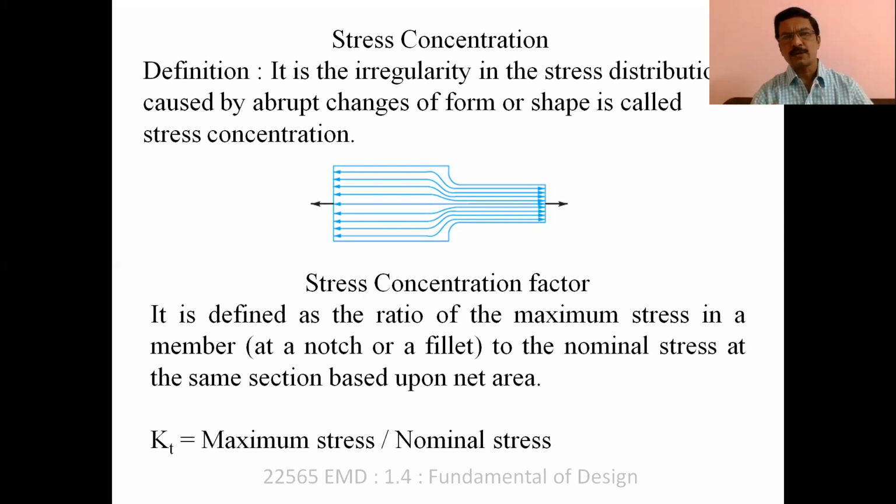So the stress concentration factor is defined as the ratio of the maximum stress in the member at the notch or fillet, so wherever there is a change in the cross section, whatever maximum stress is concentrated there, to the nominal stress at the same section based on the net area. So it is the ratio of maximum stress at the notch or fillet or change in the cross section to the nominal average stress in the same area based on the net area. Mathematically it is denoted by Kt. Kt is equal to maximum stress to nominal stress.